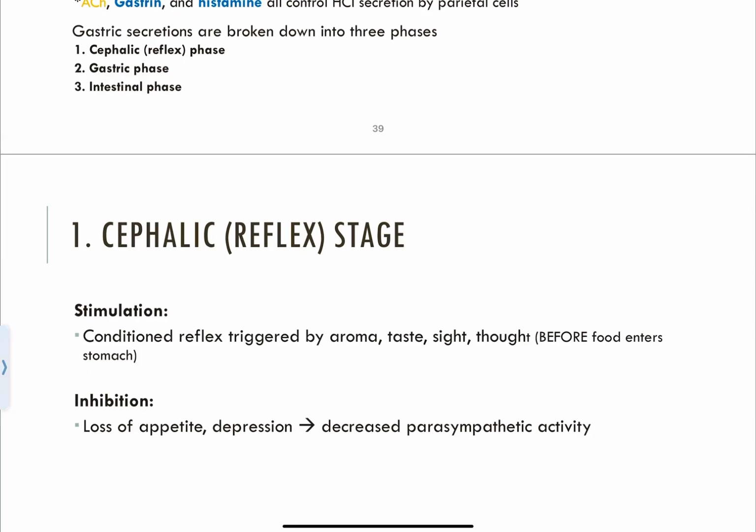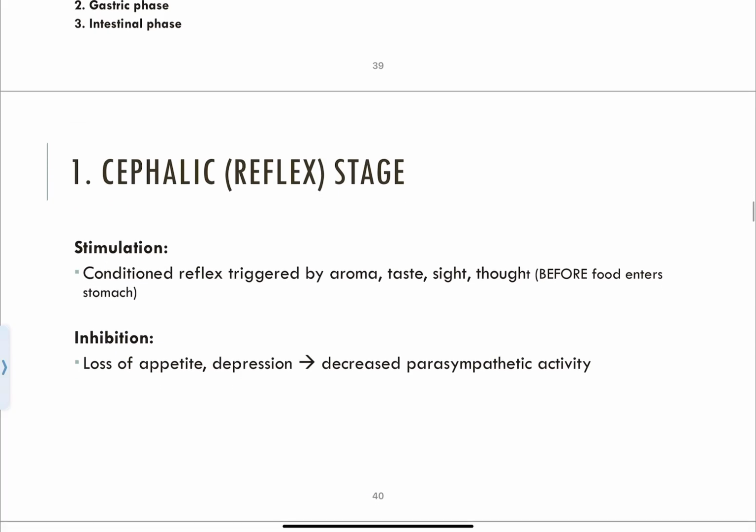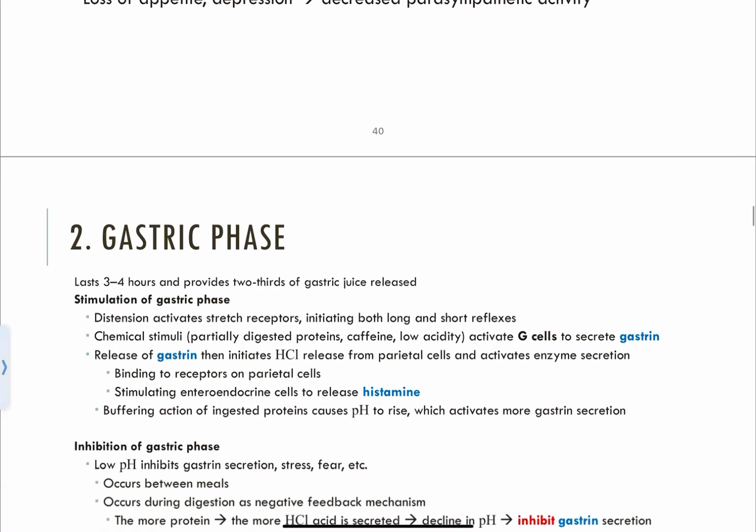So the cephalic or the reflex phase of gastric secretions is going to occur before food even enters the stomach. Typically, it's only a couple of minutes long, and we would trigger this phase by smelling something, tasting something, the sight of something, or even just thinking about something. Any one of these triggers can act via that vagus nerve to stimulate gastric glands to start with the digestion itself. If we're talking about this phase, we can also have inhibition. So loss of appetite would inhibit this reflex stage, or even depression, ultimately leading to decreased parasympathetic activity.